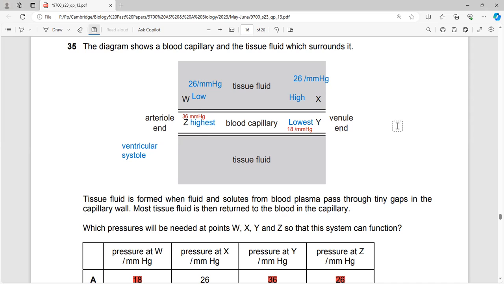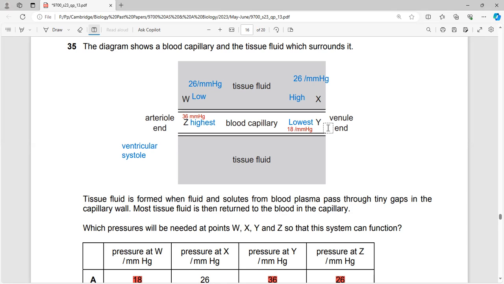The highest value will be near the arteriole, and the lowest value will be near the venule. And there will be two values which will be the same, that is of the tissue fluid. Why? Because the pressure is not changing in the tissue fluid. So here we have the highest value. We're going to see that on the basis of the given options.